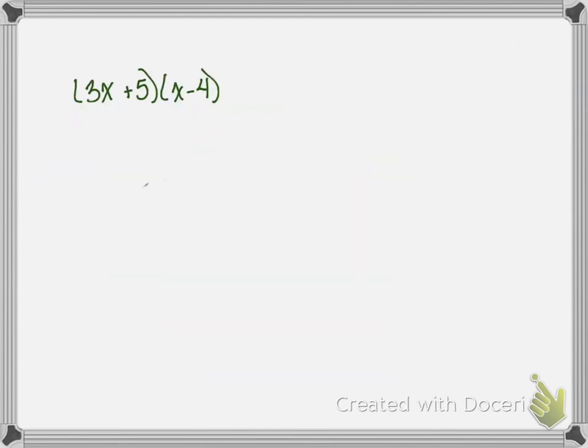Here, I am multiplying 3x plus 5 times x minus 4. This is a binomial times a binomial. And when we have a binomial times a binomial, what do? FOIL. FOIL. And FOIL stands for first. You got it. First, outer, inner, last. Okay? So that means I take my 3x and I multiply it times my x. So I'm left with 3x squared. I take 3x, I multiply it by negative 4, get negative 12x.